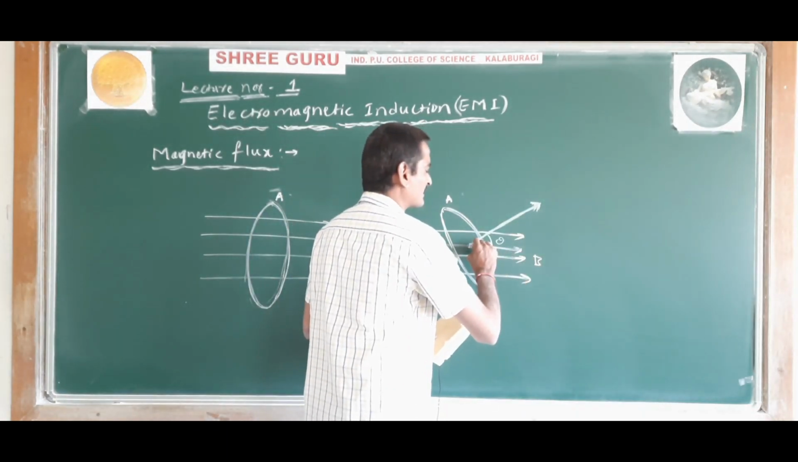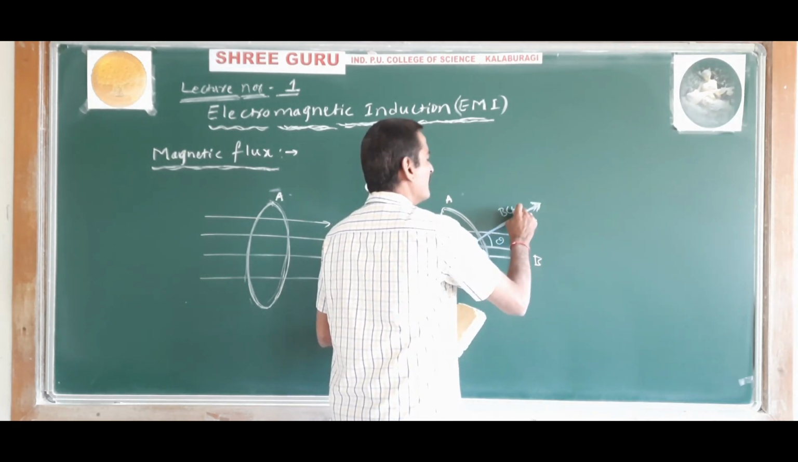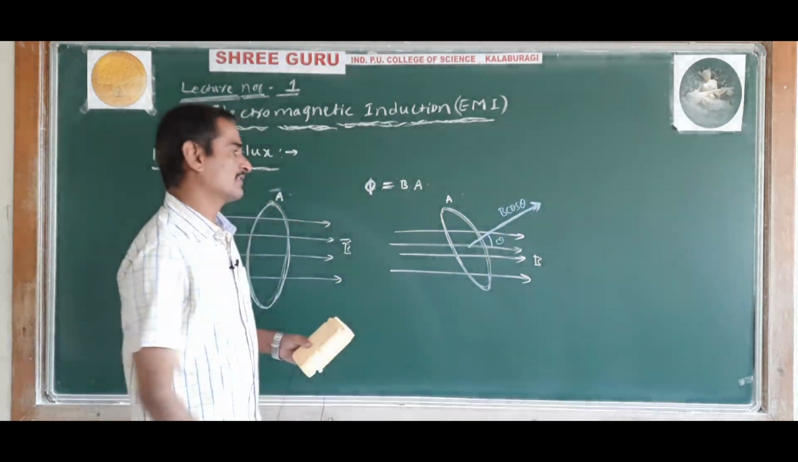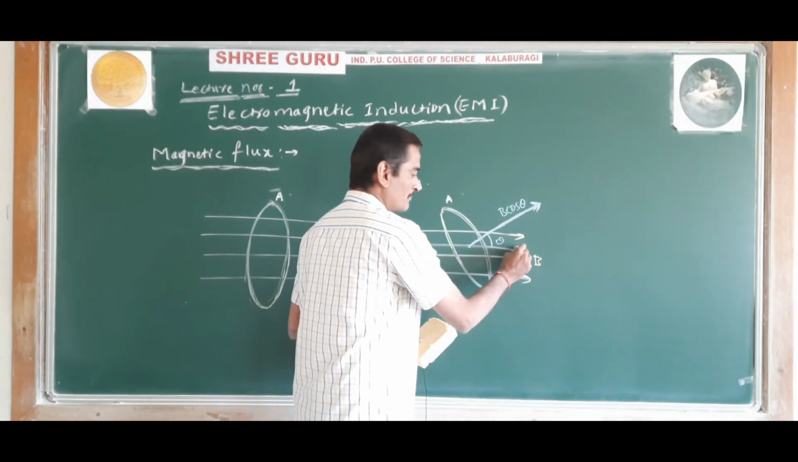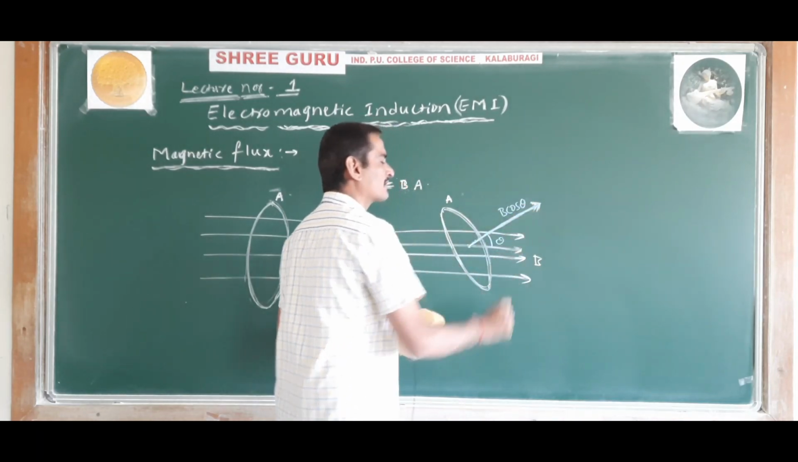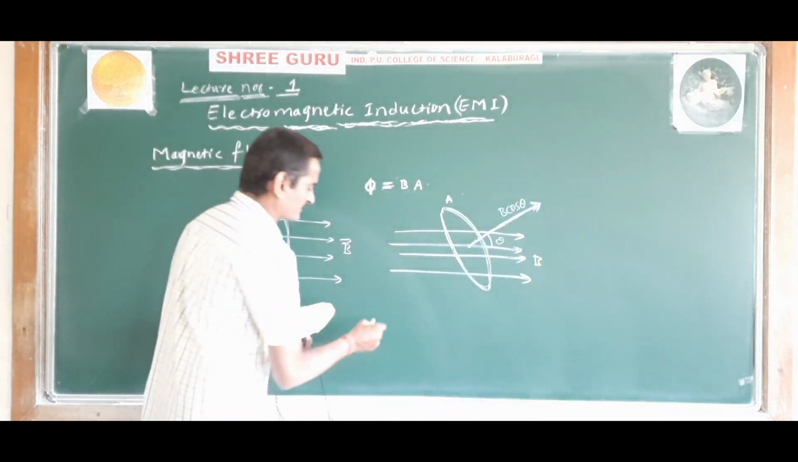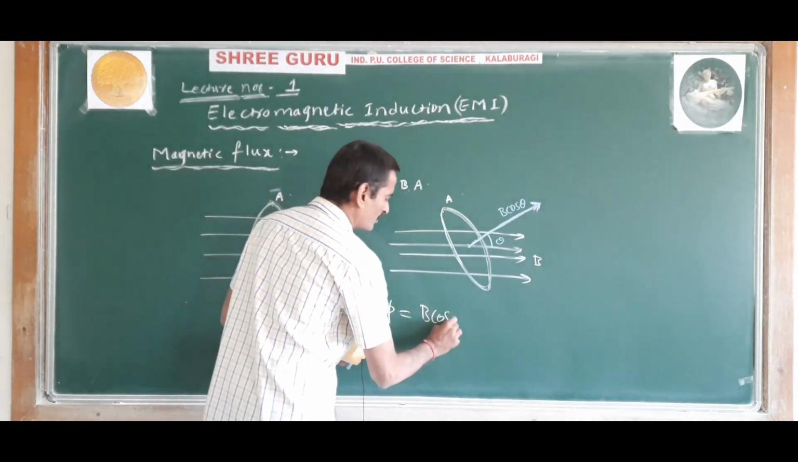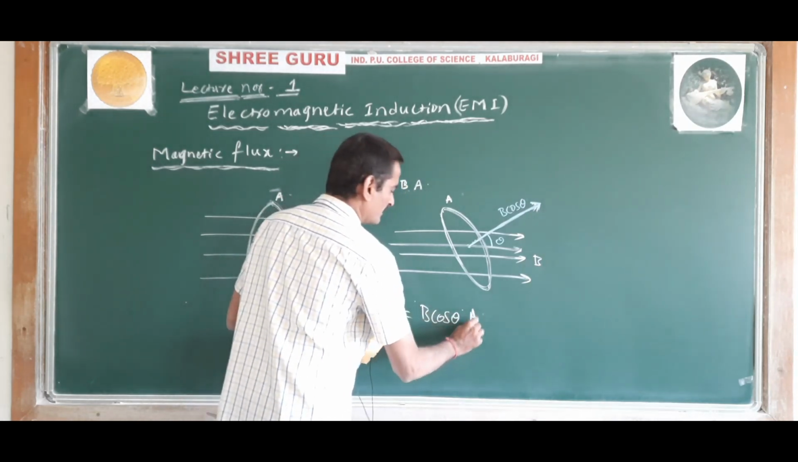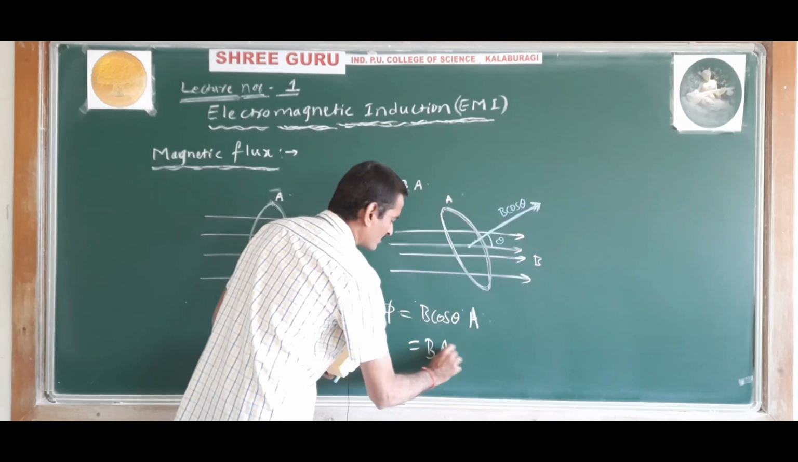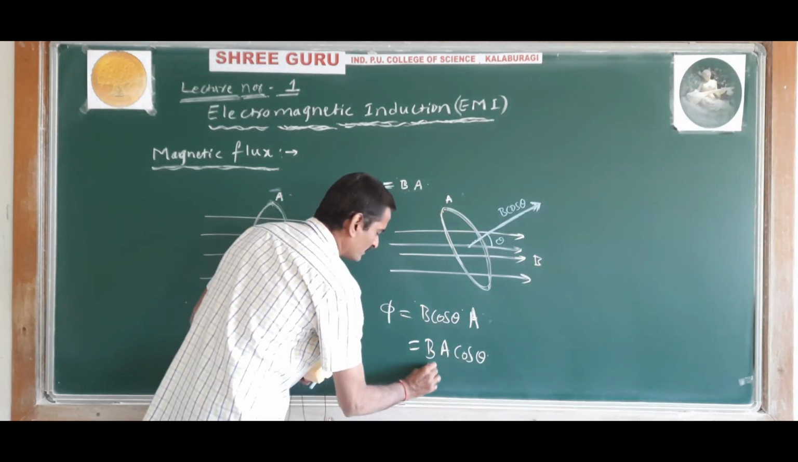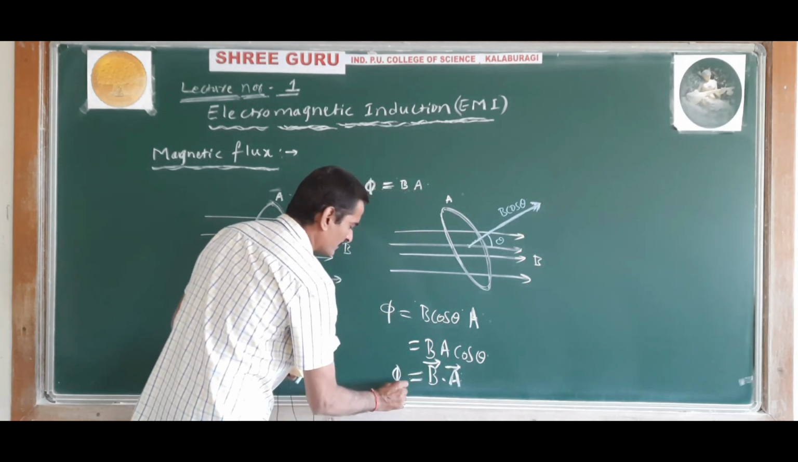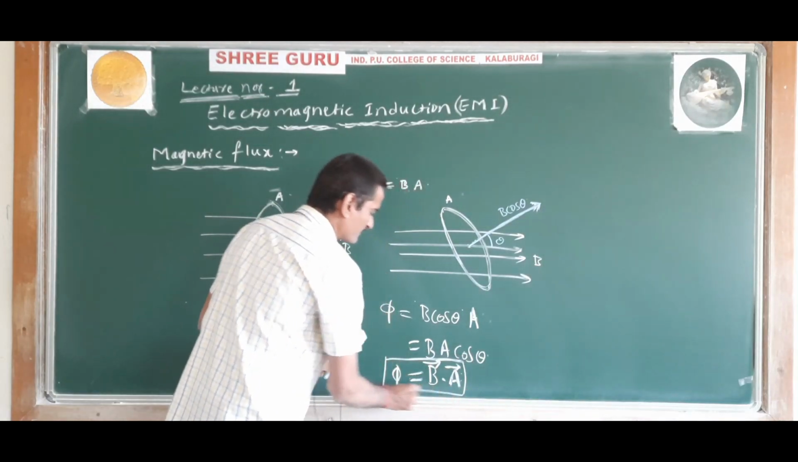Then the component of the magnetic field along this area vector, that is, perpendicular to the area, will be B cos theta. Therefore, the magnetic flux through this surface is given by phi equals B cos theta into A, that is, BA cos theta, or you can write vector B dot vector A, the dot product of magnetic field and area.